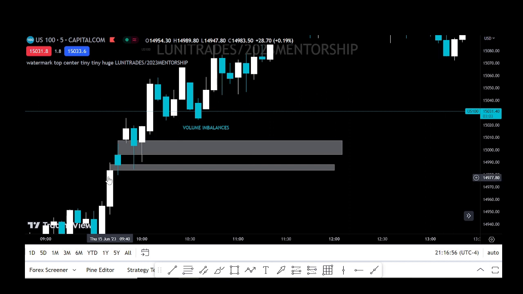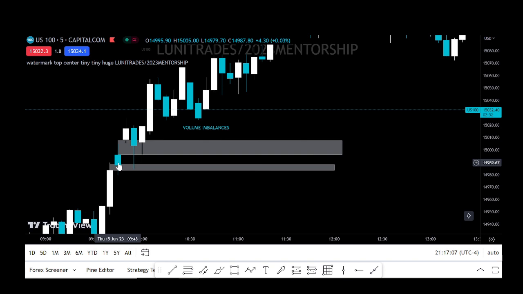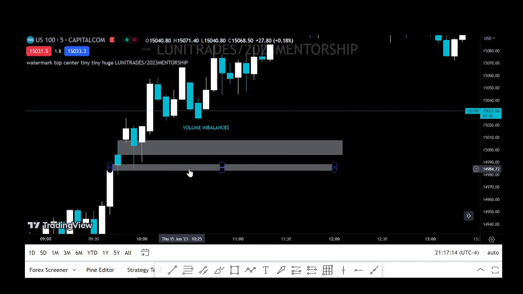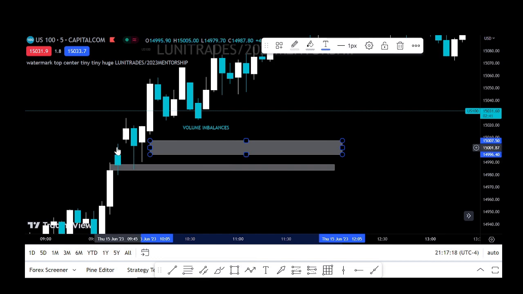But now look at this. See this body. The end of this body is not meeting with this. Can you see? But their wicks are meeting. That's a volume imbalance. Same thing here. See, the wicks are meeting with this. Their wicks are meeting. That's a volume imbalance.